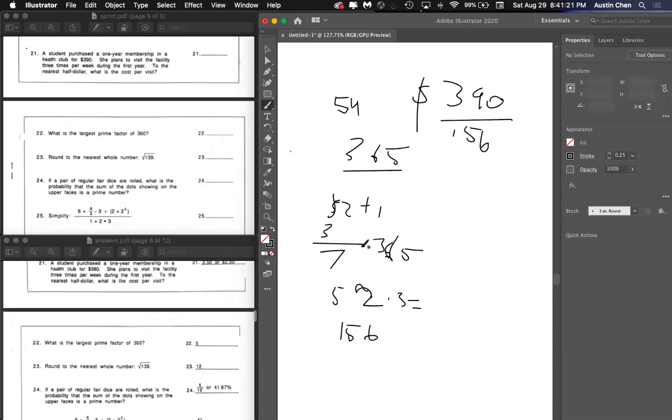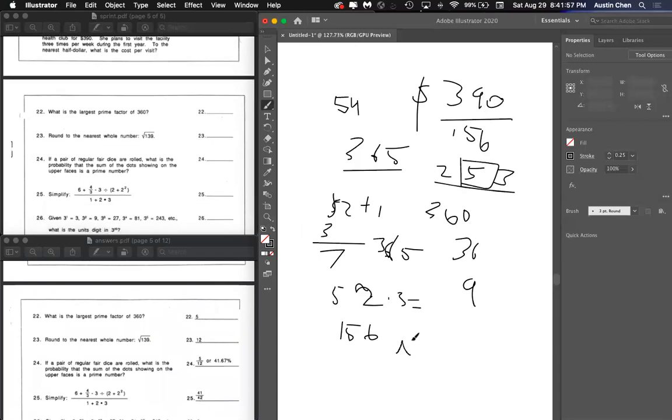Okay. What is the largest prime factor of 360? Just prime factorize, I guess, right? So you can just list your factors here and go through it. I can take out a 10, that'll give me 2 and 5. And then I can take out 4, which is just 2s, so that'll be 9. And then 9 is just 3, right? So these are my prime factors, so the largest is 5.